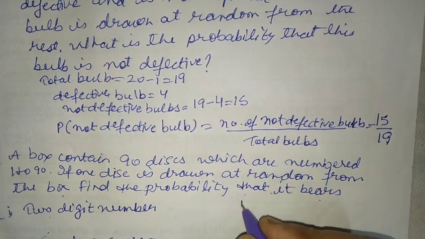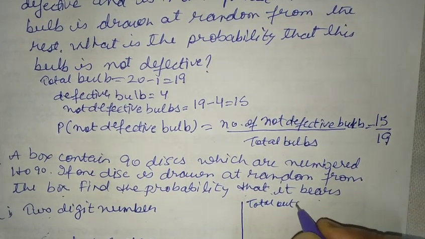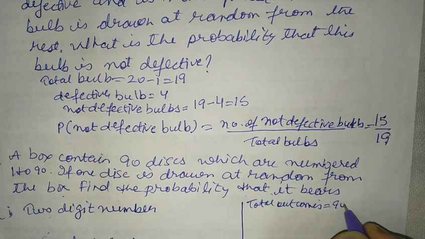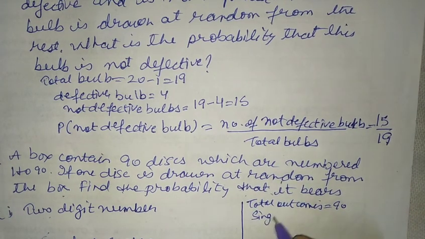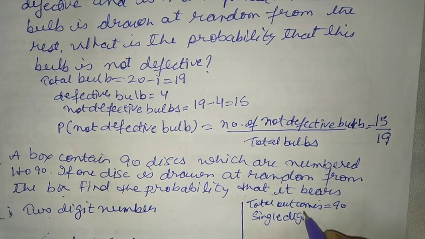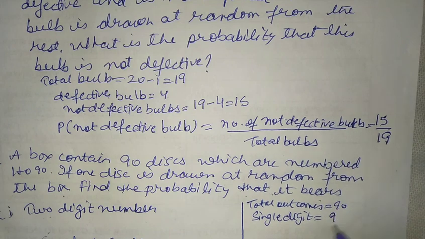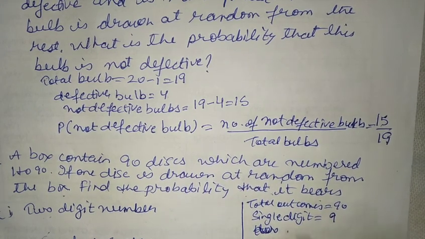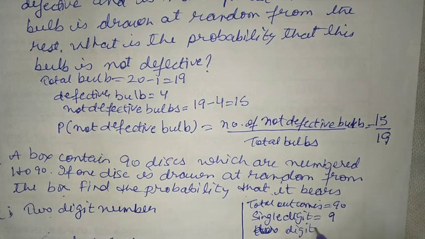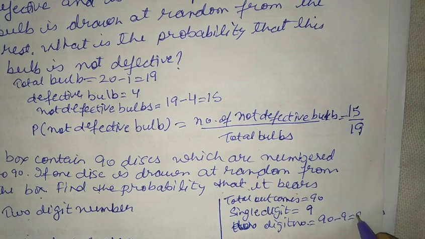So let's first of all see the total outcomes. Here we have 90 because there are 90 discs. Single digit numbers from 1 to 90 are 1 2 3 4 5 6 7 8 9, and the rest are 2-digit numbers. So single digit numbers are 9. So 2-digit numbers will be 90 minus 9, that is 81.